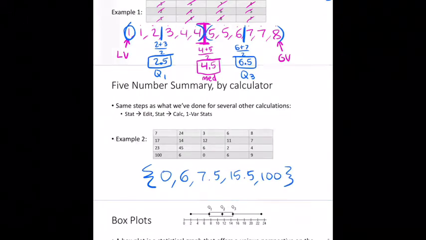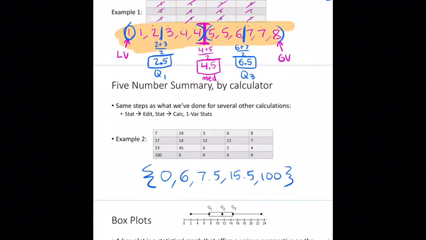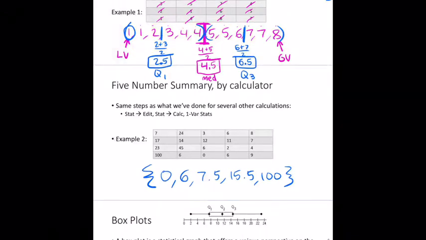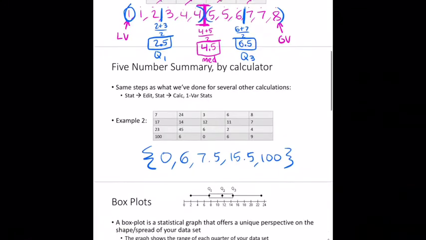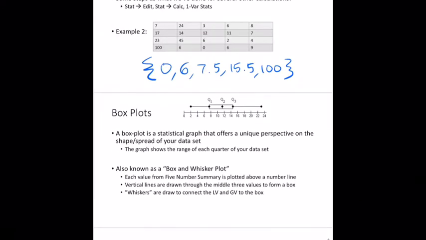There's times where that's worthwhile, and there's times where it'd be easier to just do what we did up here, because I could do all that by hand really quick. The typing into the calculator takes some time. So it's up to you if you want to do it by hand or by calculator. You will definitely get the calculator available to you on the test.